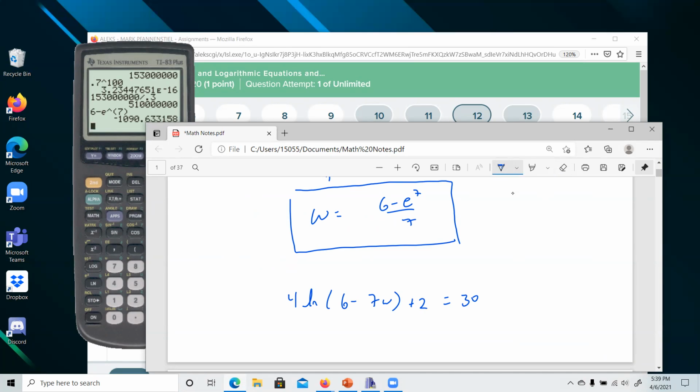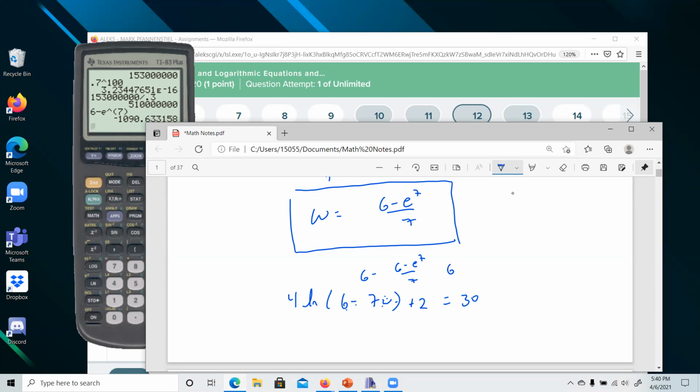Now, you say, well, wait a minute, this is negative. So can I take the natural log or not? Well, if we put it in, we have 6 minus a really big negative number. So it's going to be 6 plus a really big number. So we're going to have a minus minus here. So 6 minus e to the 7th over 7.